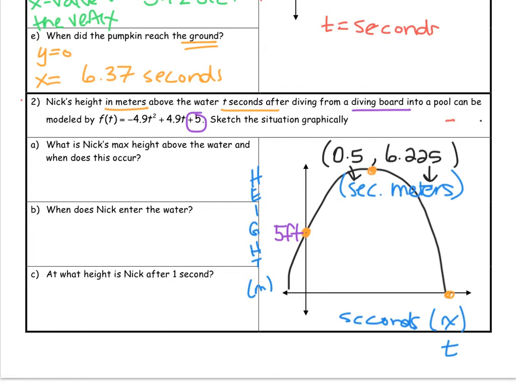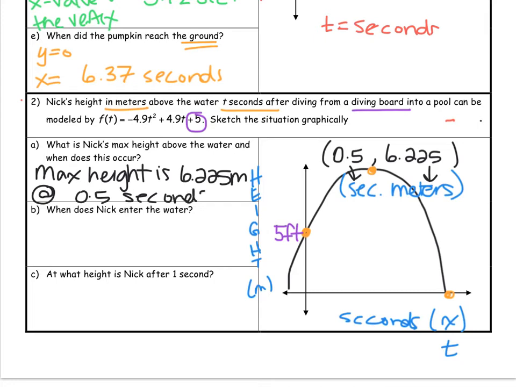So go back over here. What is Nick's max height above the water, and when does this occur? His max height is 6.225 meters, and it took him 0.5 seconds to reach that max height.